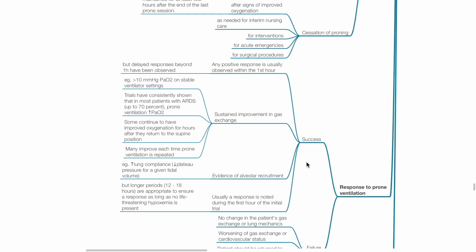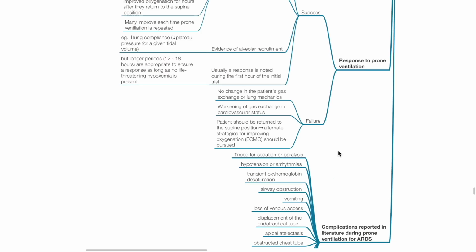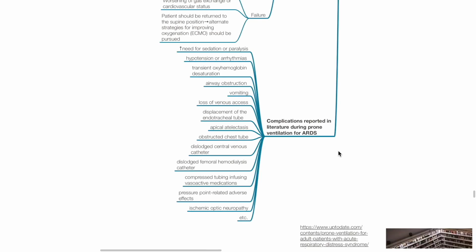There is evidence of alveolar recruitment in a successful response, for example, increased lung compliance and reduced plateau pressure for a given tidal volume. Failed response to prone ventilation is indicated by no changes in the patient's gas exchange or lung mechanics, or worsening of gas exchange or cardiovascular status. In these cases, the patient should be returned to the supine position and alternate strategies for improving oxygenation should be pursued, such as ECMO.